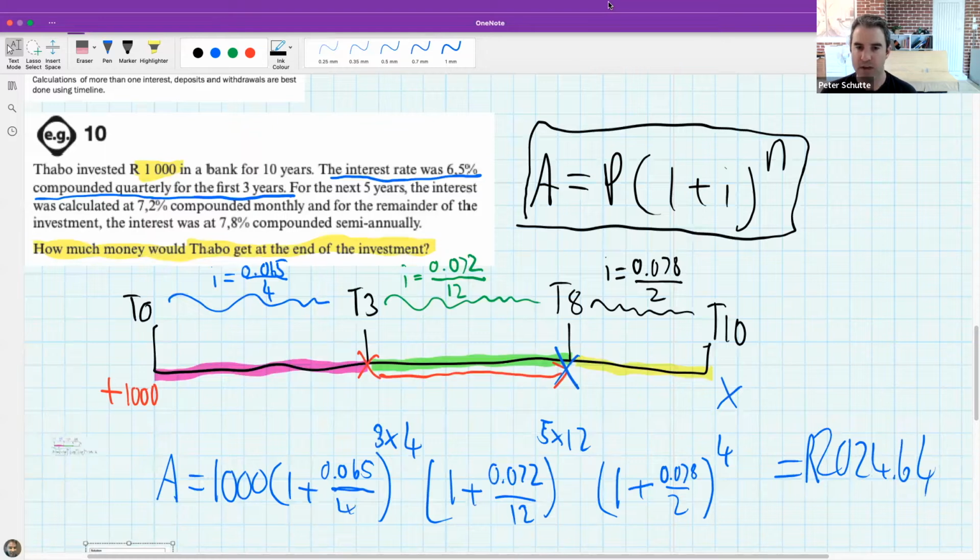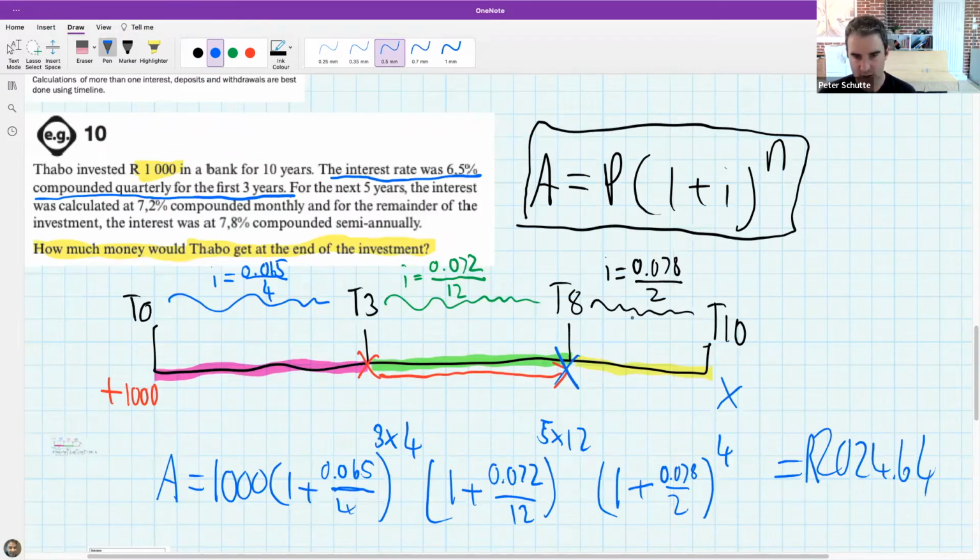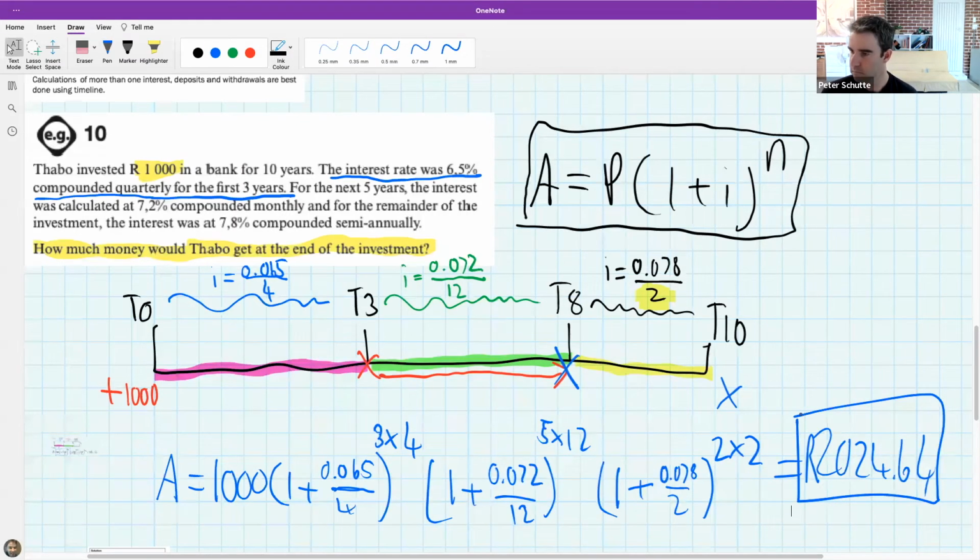Why 4? Okay, so Katlego, if you look at the yellow bit, you're right, it's only 2 years, but the compounding interval is half year or semi-annually, every 6 months. So how many groups of 6 months or semi-annuals are there in 2 years? There's 4. And so what you do, I should have actually written 2 times 2, because I start with the 2 years and then I multiply by the number for compounding. So 2 times 2, which is 4. And I get that answer.